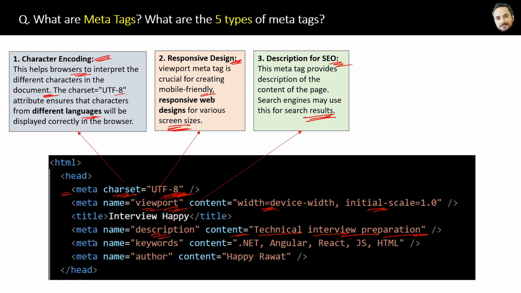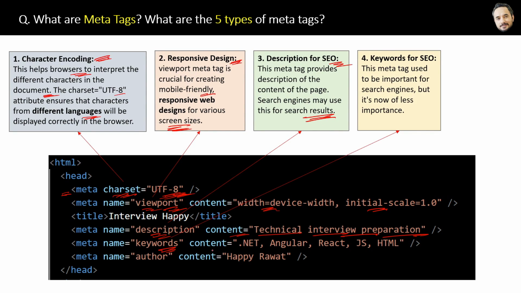Now, fourth is the keywords. It is important for SEO again, but this meta tag is nowadays of less importance. I think now we don't need it, but yes, I keep it here just for the information. It's a kind of meta tag.